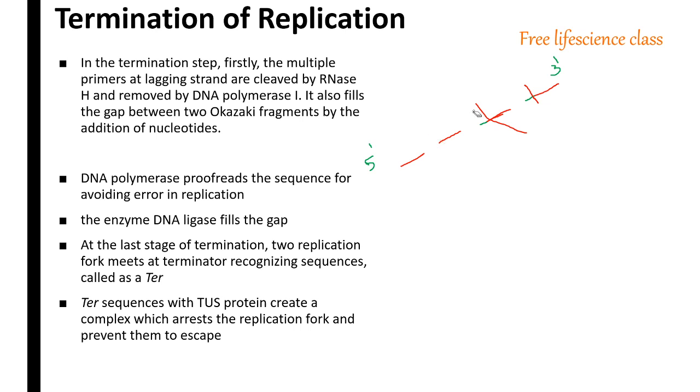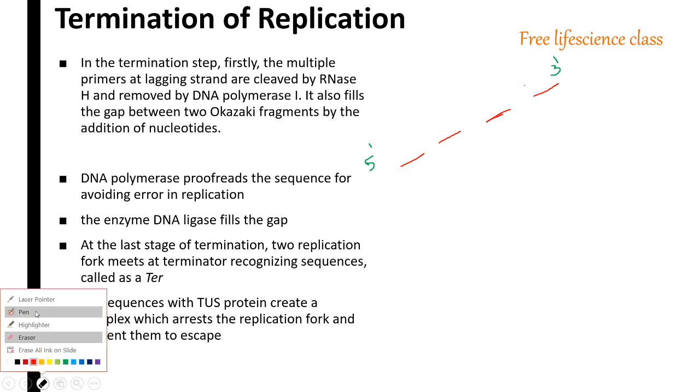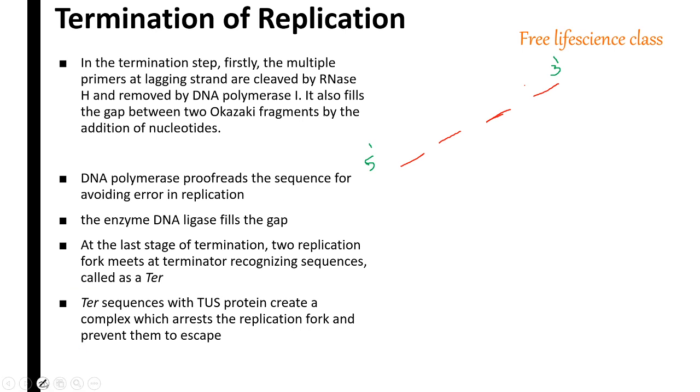Then our DNA polymerase 1, which has the 5' to 3' proofreading activity, will come and add the nucleotides there. Okay, I will use another color so you can identify it easily. So these nucleotides will be added by the DNA polymerase 1.